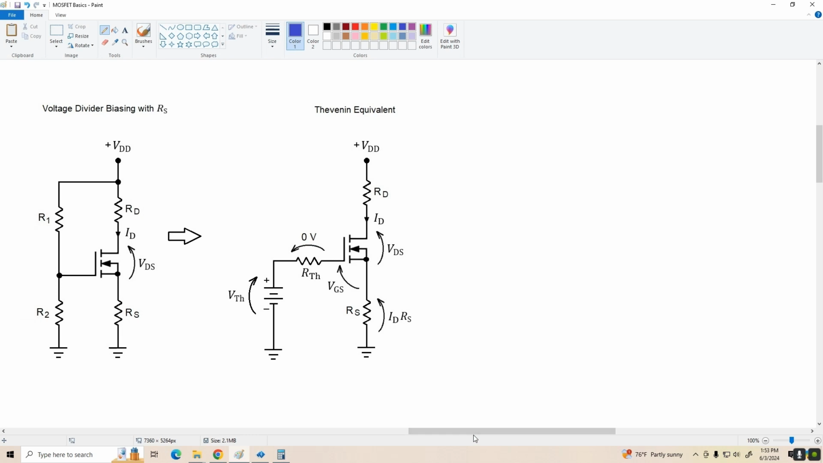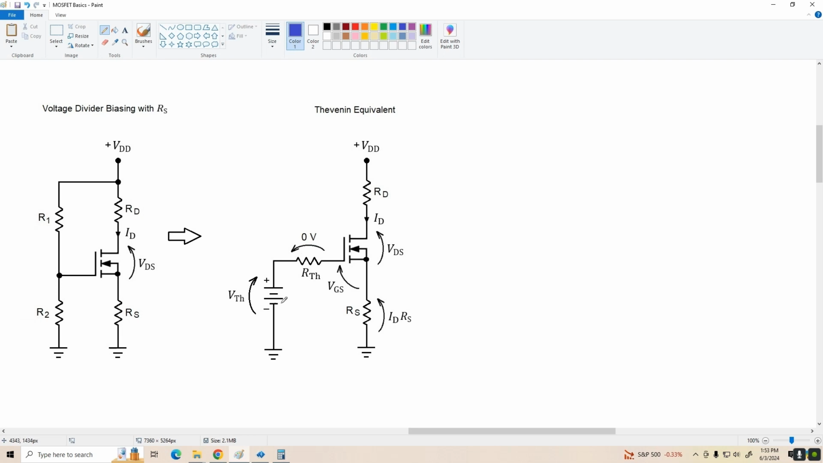So what we've got now is, again, voltage divider biasing, but we've added an external source resistance, RS, this time. So this is sort of equivalent to adding an emitter resistor to a BJT voltage divider biased circuit. Over here we've got the Thevenin equivalent, and because the gate current is essentially 0, we're not going to have any voltage drop across the Thevenin resistance.